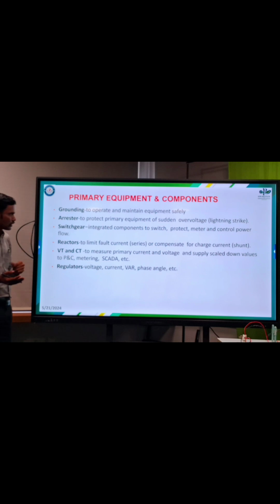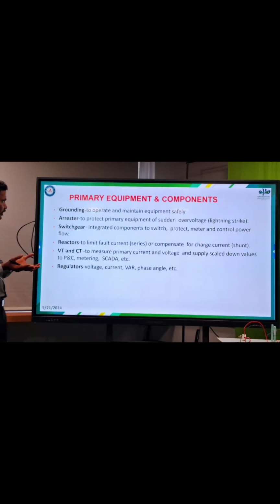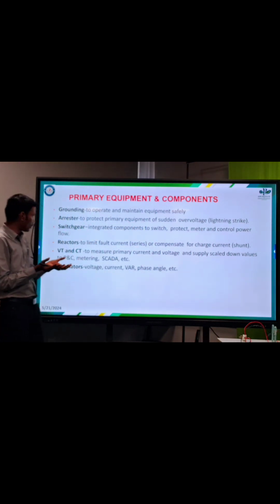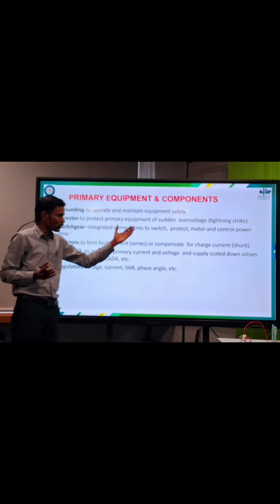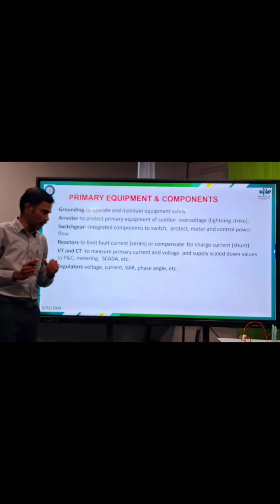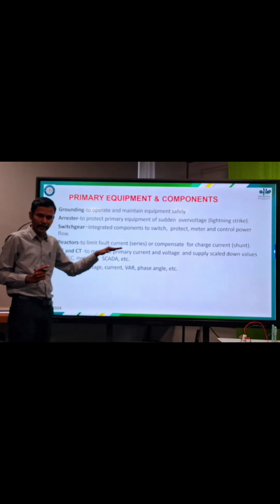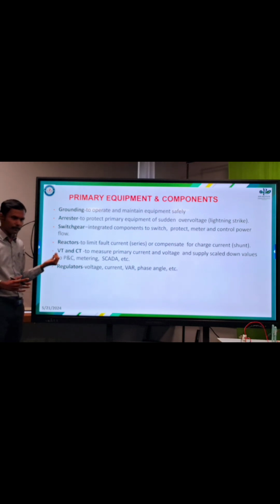The third one is the switchgear components. What is switchgear? The switchgear is nothing but integrated components: switches, meters, and the controlling circuit. So switchgear is a combination of these three components: switch, meters, and control circuits. The fourth one is reactors. Why can reactors be used? Reactors can be used to limit the fault current, or to compensate for charge currents. And then we have the potential transformer and current transformer.